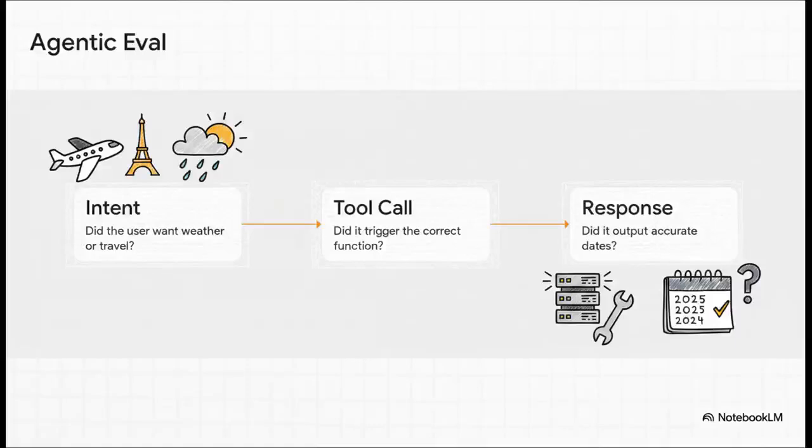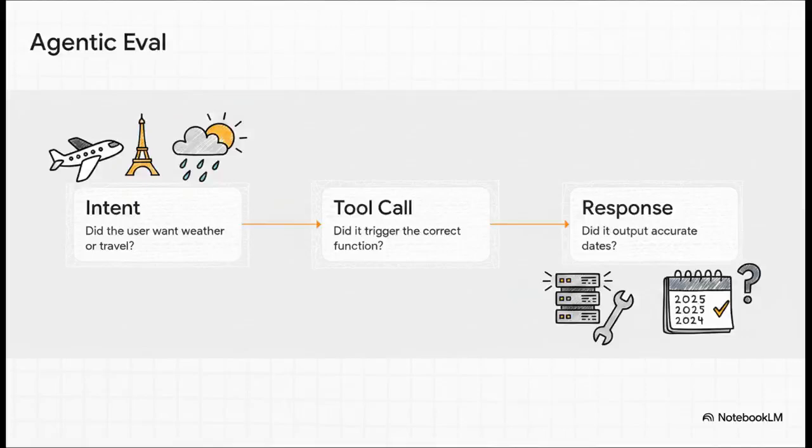Let's look at exactly how this plays out for our Contoso travel agent. Say a user types, "I want to plan a trip to Paris." First, we evaluate intent resolution. Did the agent correctly understand that this is a travel booking query and not just a request for the weather in France? Boom, success. Next, we evaluate the tool call. Did it successfully trigger the backend flight search API, or did it fail and try to hallucinate a fake itinerary?